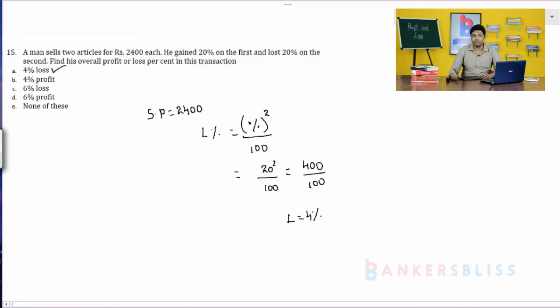Very simple problem. This problem also appeared in your clerical exam as well as in the PO level exam. So you have to be very careful while attempting these types of problems, and while implementing the formula. Let's go to the next problem, problem number 16.